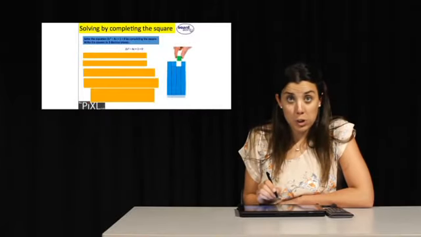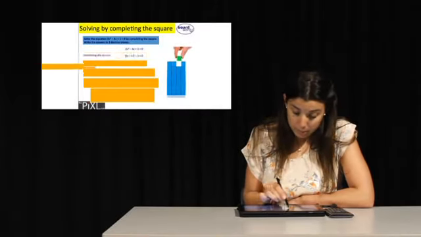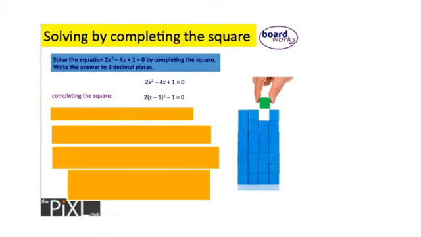Let's have a look at this question together. Our first step, as we can see here, is completing the square. We take the 2 outside. That's the coefficient of x squared. We need to remove the 2 by factorising. We then have x minus 1.